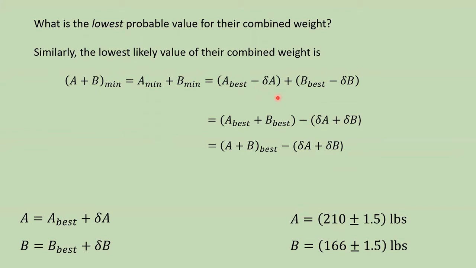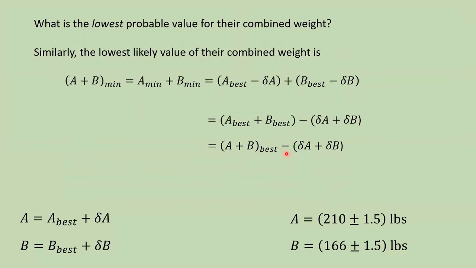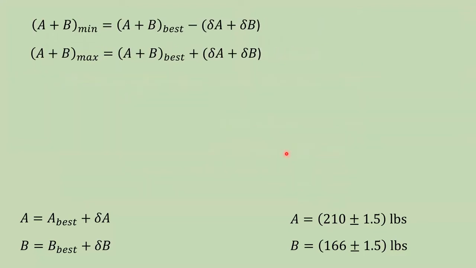Just like before, let's move stuff around. And I factored out a minus sign here for the two absolute uncertainties. And we see that it's the same as the previous expression. Let me go back a slide. The only thing that's changed is this plus sign turned into a minus sign here. So to summarize, this formula will give you the lowest likely value of their total weight in terms of their best estimates and the uncertainties of each individual weight.